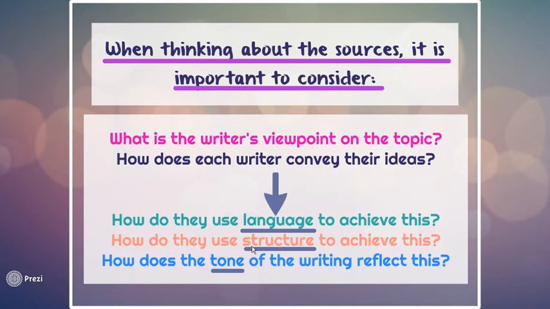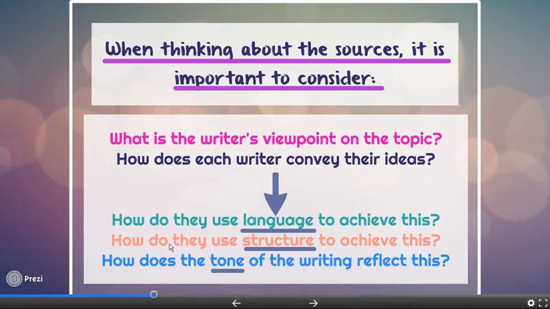The final thing is how the tone of the writing reflects this. Tone is a useful tool anyway, but particularly for question 4. If you need a reminder, tone just means the mood or the attitude of the writing. So you can definitely consider how the tone has been used to help you figure out the viewpoint. The next couple of slides are going to take this basic principle for answering question 4 successfully a little bit further and explore some of the things you might want to pick up on within these areas.